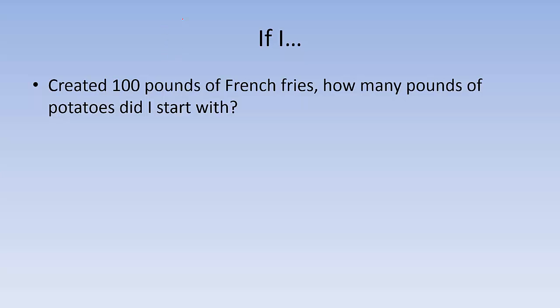Well, let's think about that. If I got 100 pounds of fries, where did that 100 pounds come from? It came from 100 pounds of potatoes, right? Probably not blowing too many minds just yet.